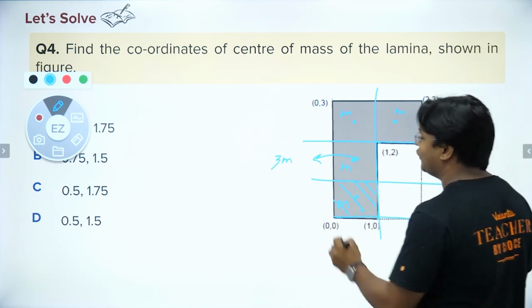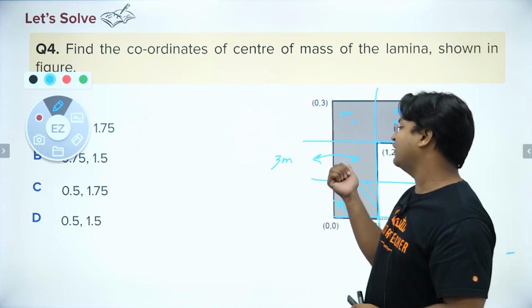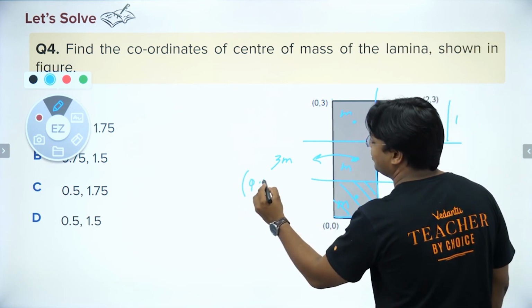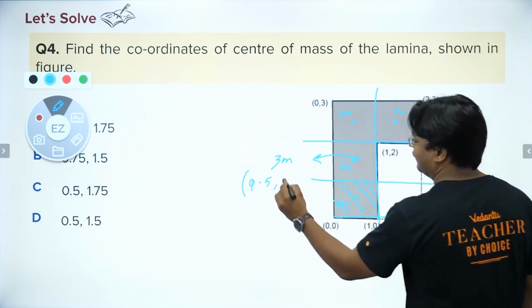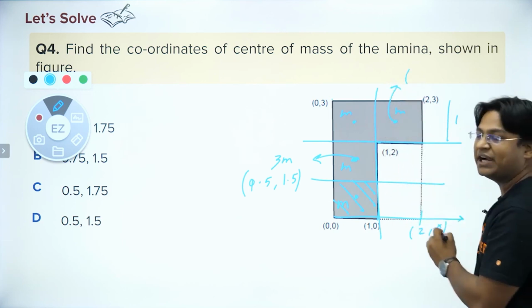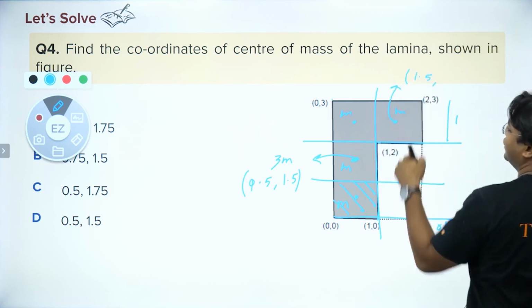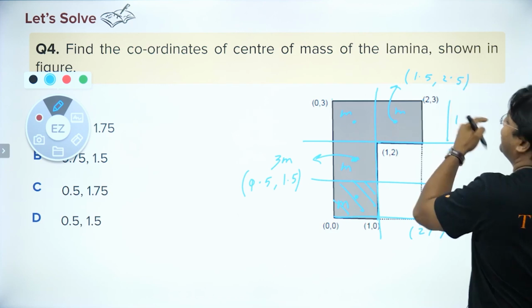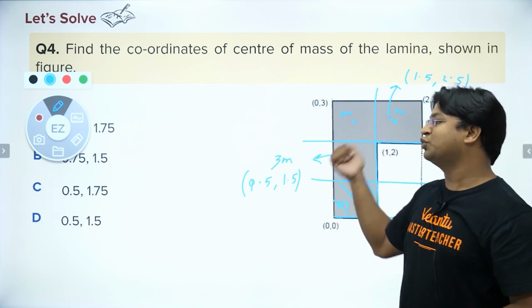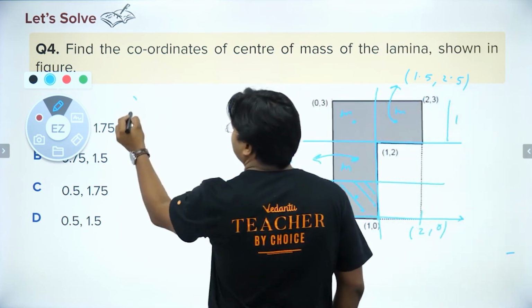Okay, so overall the question becomes like this. We have a particle of mass 3m situated at what point? Situated at 0.5 comma 1.5, and we have another particle of mass m situated at 1.5 comma 2.5. Now the rest is easy, right? You know the mass of the particle, you know the coordinates of the particle. So now it's a two particle system. You can figure out the location of xcm.